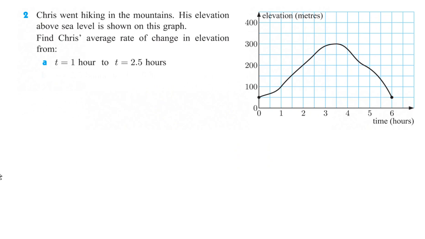Moving on to the next number 2. Chris went hiking in the mountains. His elevation above sea level is shown on this graph. Find Chris's average rate of change in elevation from 1 hour to 2.5 hours. So here's 1 hour, and that coordinate is at 100. And then 2.5 hours is right here at 2.5, and that is what, 250? Okay. So we can again just do slope, (1, 100) and then (2.5, 250).